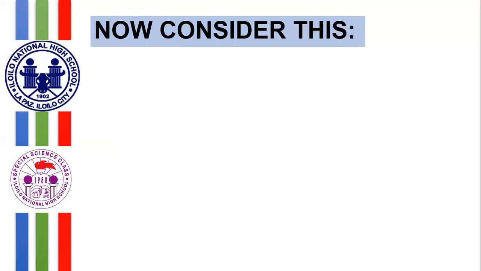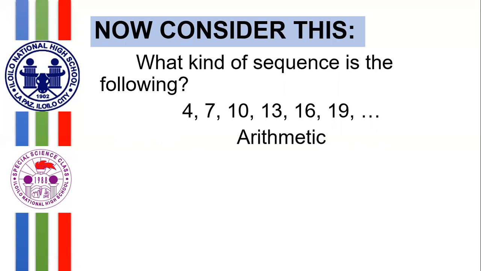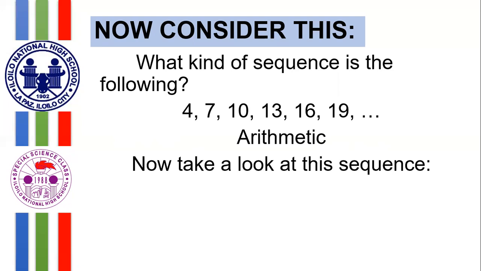Let's consider this. What kind of sequence is this? 4, 7, 10, 13, 16, 19, and so on. It seems like you are adding 3 all throughout. So this is arithmetic. Now, I would like you to take a look at this sequence in relation to the first sequence I've given.